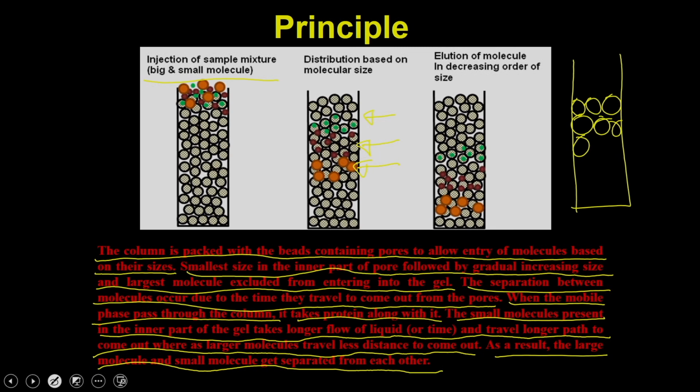In the beginning, the molecules are present at the top of the column. Once they travel throughout the column, they get distributed as per their molecular sizes and get filled into different areas of the beads. Then once you flow the mobile phase, the proteins travel along with it, and that is how the orange will come first, the red will come later on, and the green will come toward the end. That is how all these molecules are separated from each other.